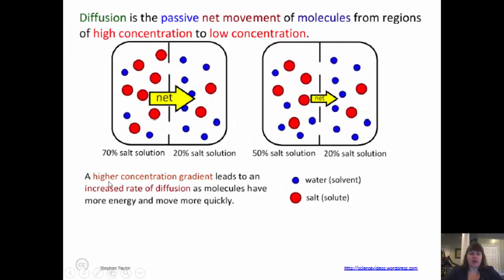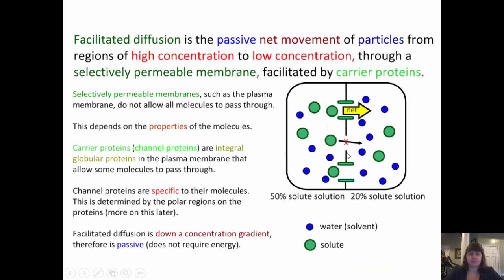So here we have the higher concentration gradient leading to an increased rate of diffusion, as the molecules have more energy and they'll move more quickly. So here, going from the 70% to the 20% would have an increased rate than moving from the 50% to the 20%. So that's an additional concept to gain from this idea of diffusion.